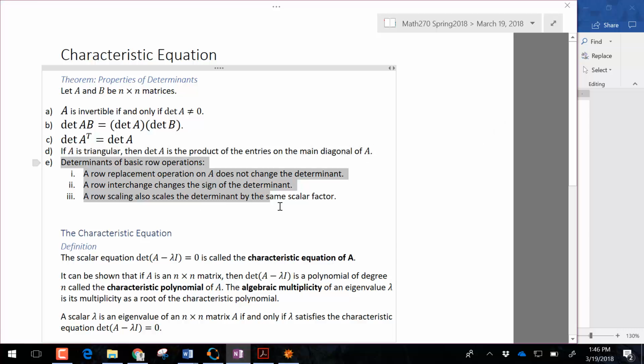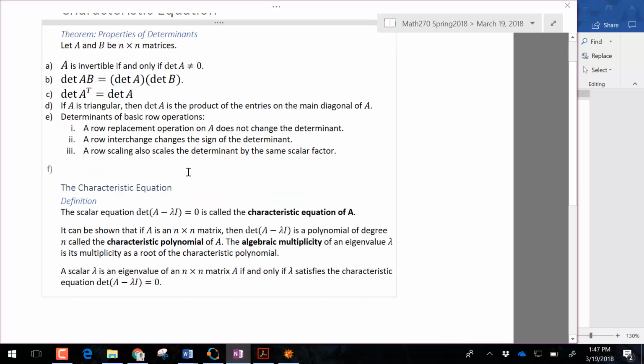And then determinants of the basic row operations. It doesn't change if you do a row times a scalar and then add it to another row. There'll be a change in the sign if you switch one row with another, and if you scale one row, then your determinant is going to get scaled as well. All right, so these are old theorems about determinants back in chapter 3, and some of them are easier to prove now with some information that we have.